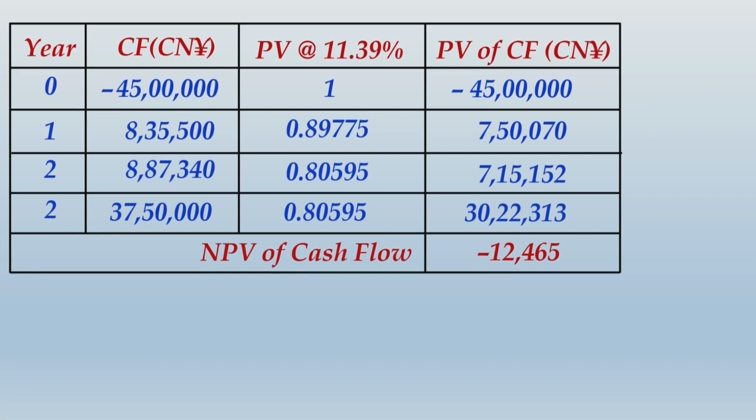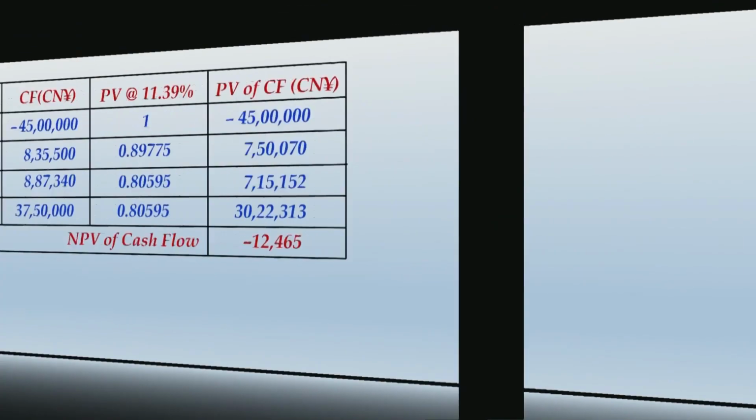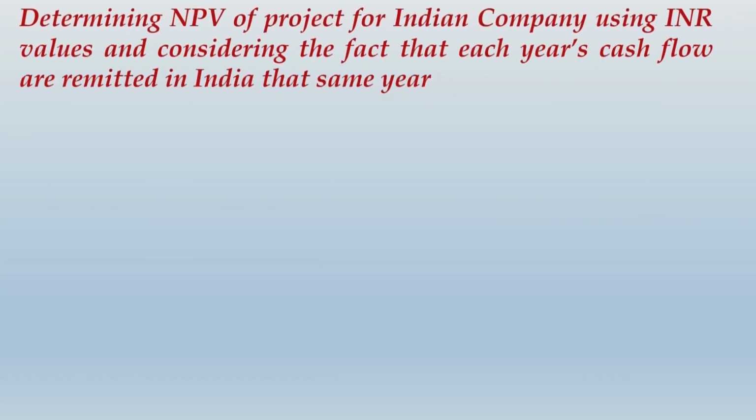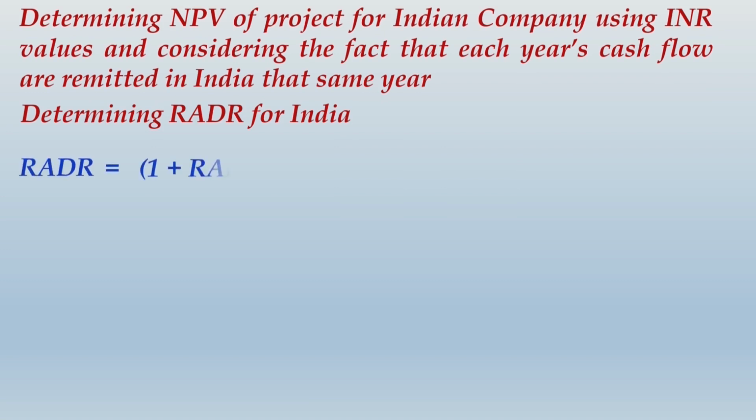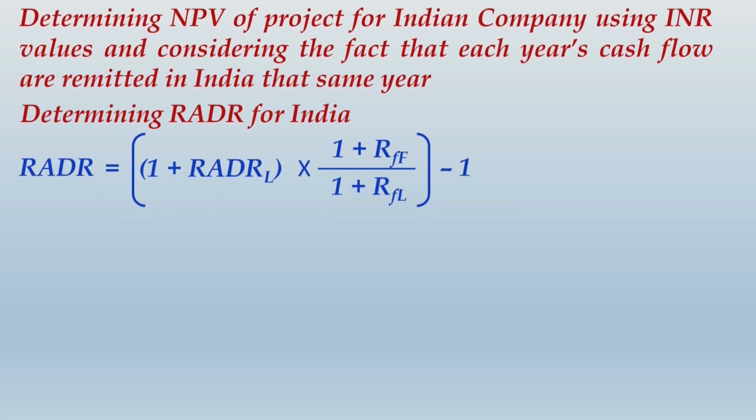Alright friends, you would have finished writing these calculations. Because the question has demanded the NPV computation in Chinese yuan, we did the same. However, if you wanted to determine the NPV of the project in Indian rupee, you might have considered the RADR of the project in India. Now what we do is, we know the formula. The RADR in foreign currency would be 1 plus RADR local into 1 plus risk-free rate in foreign country divided by 1 plus risk-free rate in local country.